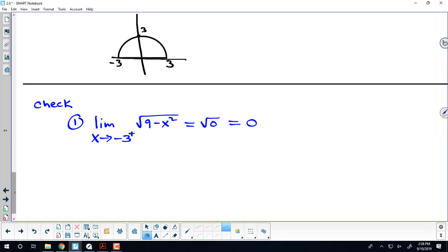So the limit by itself doesn't tell us anything about continuity. What else do we need to know before we say it's continuous? I'll give you a hint. It was the first item on the continuity checklist. The function value. Right, the function has to exist at -3. So what is f of -3? Also 0.